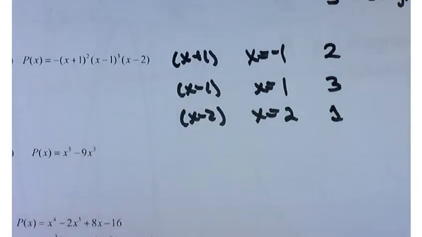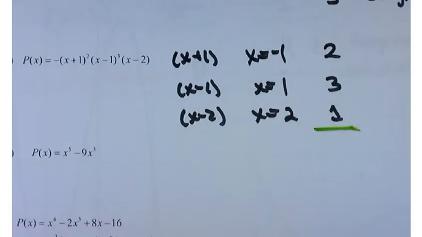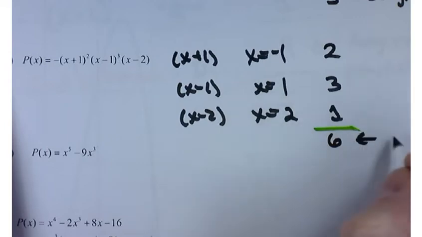Exactly. It's just the exponent. How often does it occur as a root? That's your multiplicity. What degree polynomial is this if I multiplied it all out? Good. So 6 would be your degree. 6th degree.